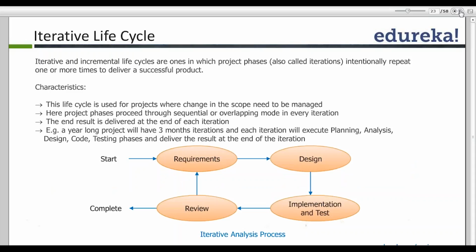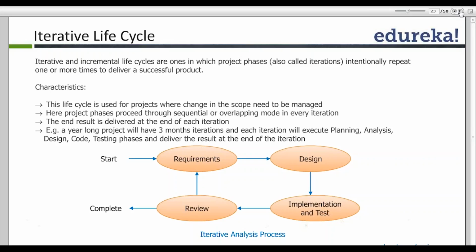So what happens is these iterations are repeated over a period of time, and if changes are observed or there are changes in the scope, they need to be managed. In this project, each iteration consists of a mini waterfall situation. In each iteration, when I start, there will be requirements, then design, then implementation and testing, and then review.